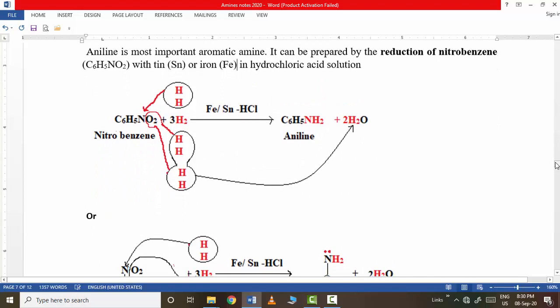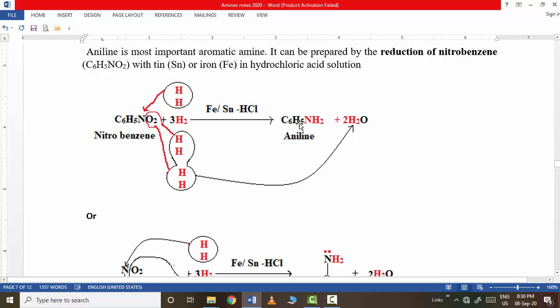So here also I have used different colors to make you understand in a better way. There are altogether 6 hydrogens, 3 molecules of hydrogen, so I have drawn 1, 2, 3, 4, 5, 6. These 3 molecules of hydrogen I have dissociated separately into hydrogens to make the reaction clearer for you. The 2 hydrogens will be directly added to the nitrogen, thereby giving you C6H5NH2.